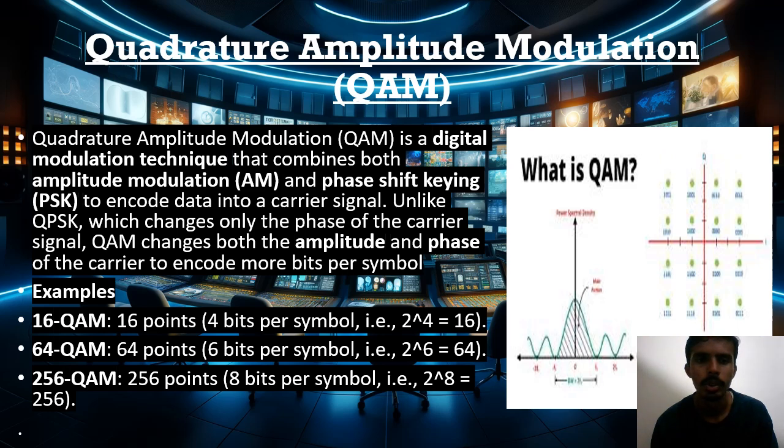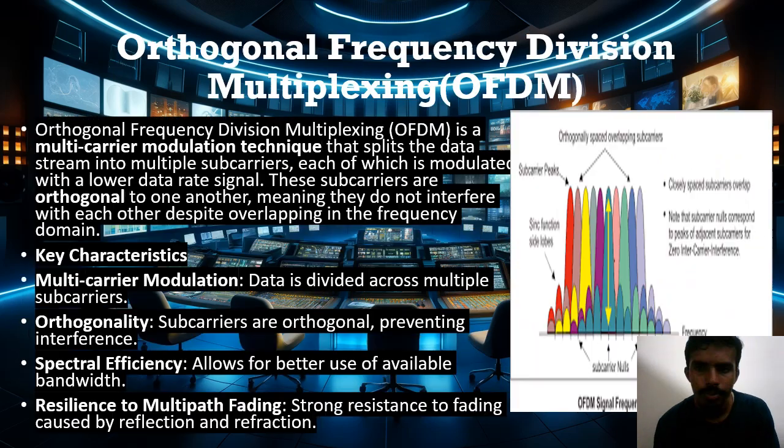Example, 16 QAM, 16 points, 4 bits per symbol, that is 2 raised to the power 4 is equal to 16. 64 QAM, 64 points, 6 bits per symbol, that is 2 raised to the power 6 is equal to 64. 256 QAM, 256 points, 8 bits per symbol, that is 2 raised to the power 8, 256. That is how it stands. It is further used for many applications, like transmitting data using Wi-Fi systems or for satellite navigation. Also, this plays a hugely important role in the communication system for transferring digital signals.